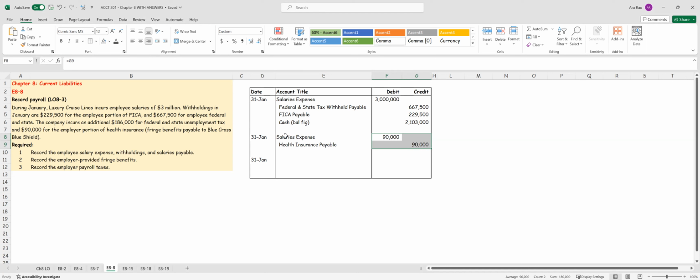This the employee doesn't pay in this case. We are the only ones paying it. If the employee was also paying, we would have had health insurance payable over here as well. We would withhold. But in this case, it's just us.